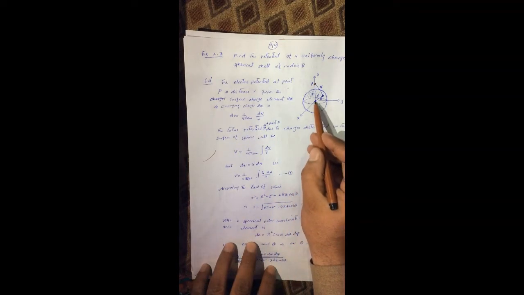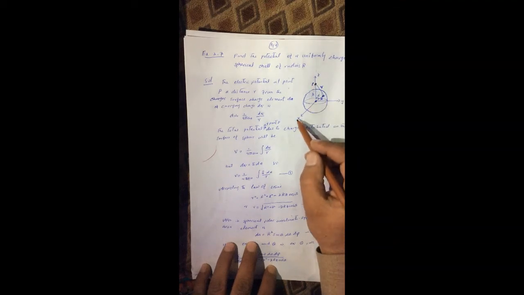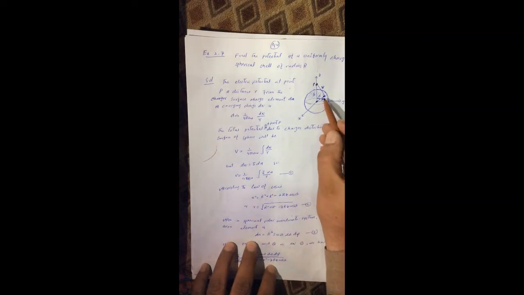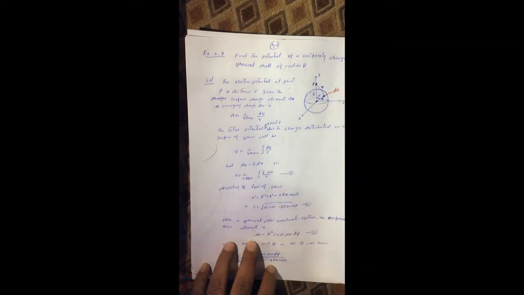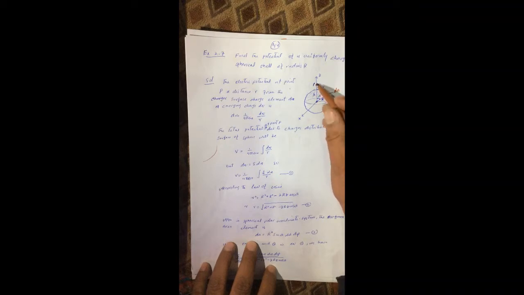So this is the center of the shell. Here we have the y-axis, this is the z-axis, and this is the x-axis. I will consider a small area element dA on the surface of this spherical shell. It is on the surface, so the distance from the origin to this surface is R. Now this point P is at a distance z from the origin on the z-axis.